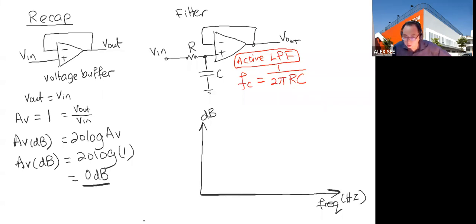Low pass filter. So how do we draw? Anyone? You should expect to be able to draw this for the low pass filter.